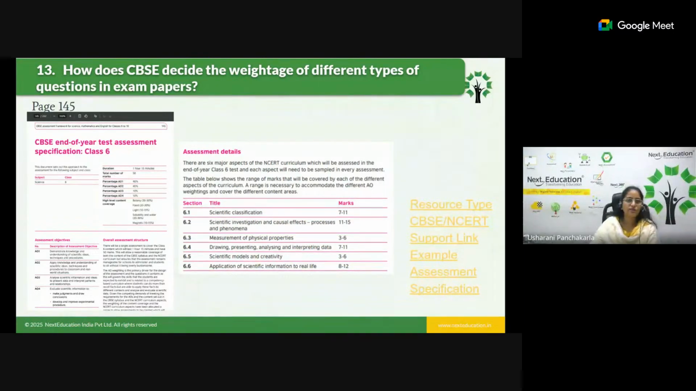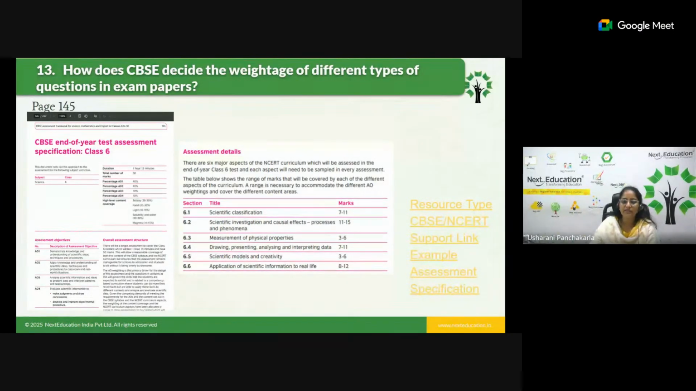What is the page number? 145. Yes, so this is taken from this screenshot to make you understand these are the different assessment objectives. The AO is assessment objective, and this is about remembering and understanding information, this is about applying, this is about analyzing the information, this is about evaluate. And then what percentage should be given here?